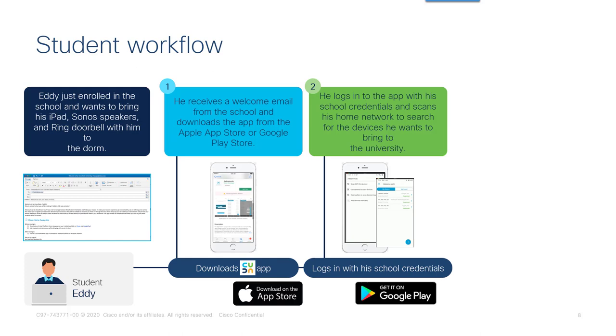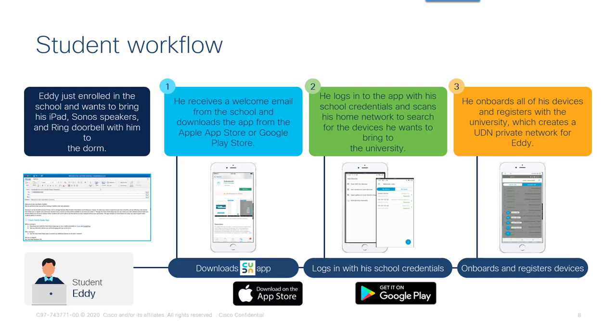Eddie downloads the mobile app and logs into it with his school credentials. At this time, Eddie is still at home and he has all of his devices connected to his home network. So now he uses various simple and easy to use ways to register his devices while he's still at home. And once he reaches the campus, he can just simply onboard those devices. Now, all the devices that Eddie registered from his mobile are in their own personal UDN network.